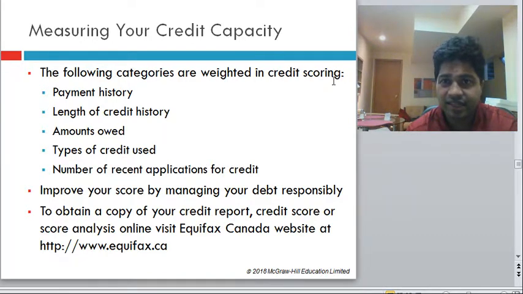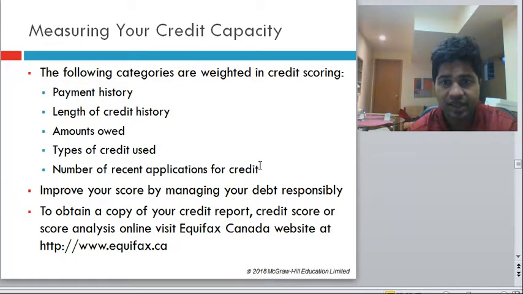The following categories are weighted in your credit score. Payment history, length of credit history. So how long have you been taking credit? Your credit behavior: how are you paying your credits? Amount you owe, types of credit used. So do you take more consumer credit or do you take more home mortgages, etc.